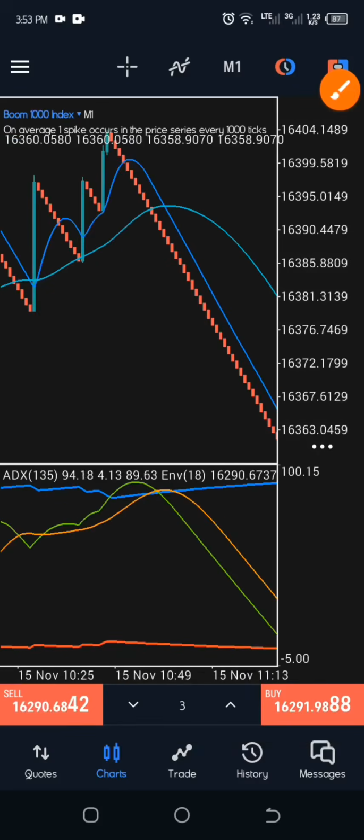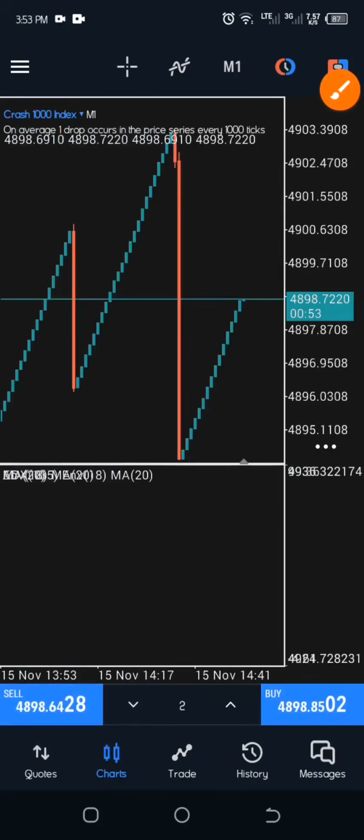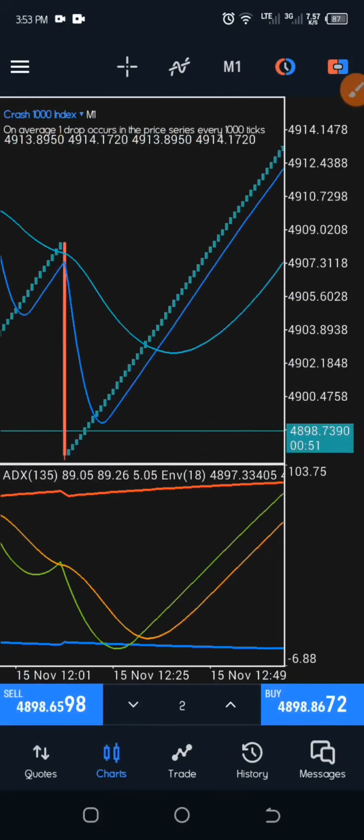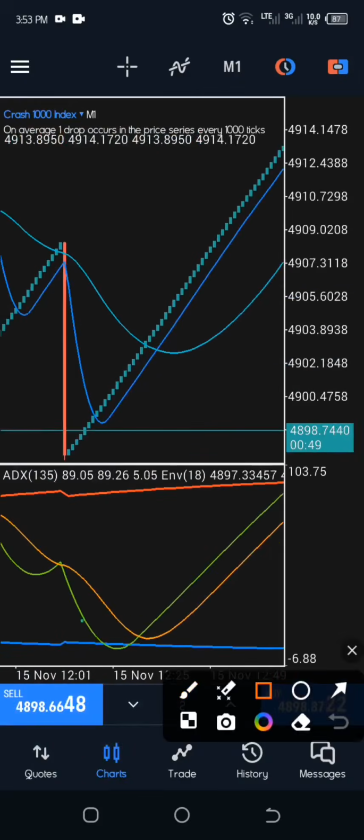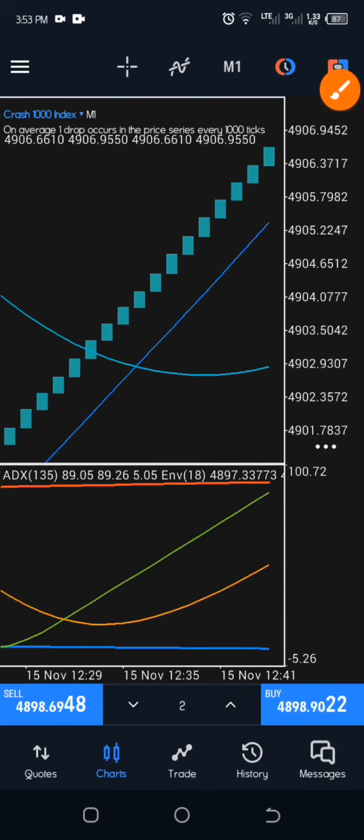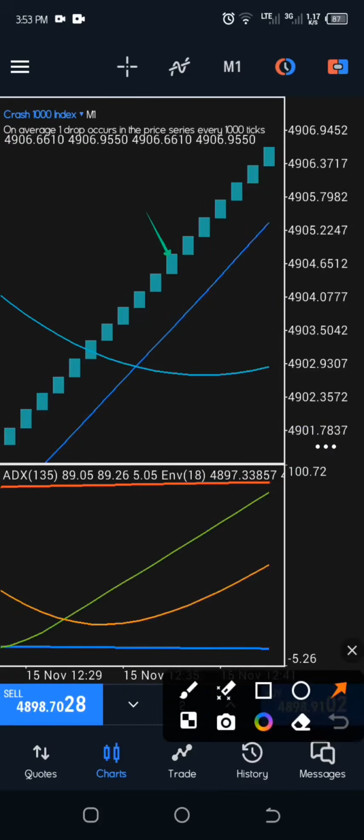Okay, so let me give you guys one last example, which is going to be on Crash 1000. Now same thing applicable, and we are looking for the same setup on our indicator window, and we are also looking at the same setup on our main chart. Okay, so remember we enter our trade from the 5th candle. You count this one, this one, this one, this one, and this one. Enter right at this candle right here. So that's how we take a trade with this strategy.